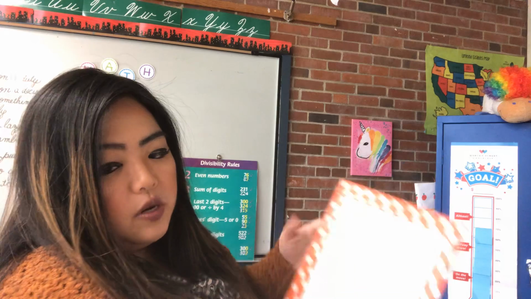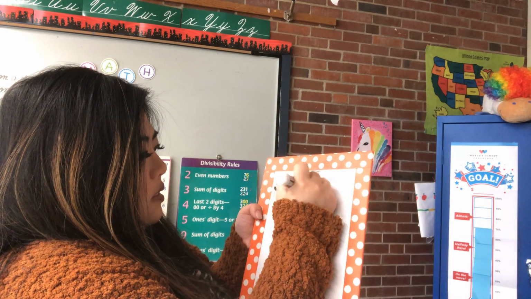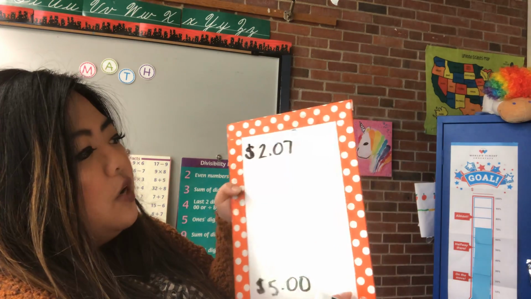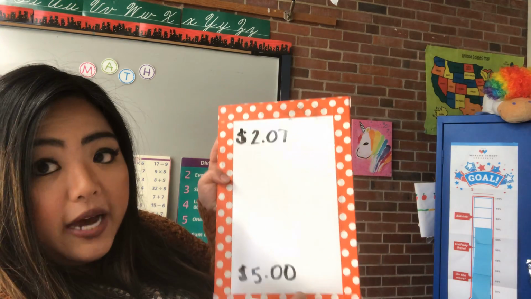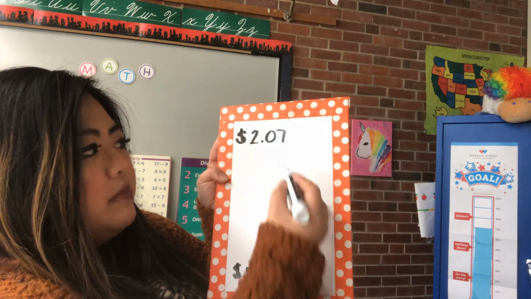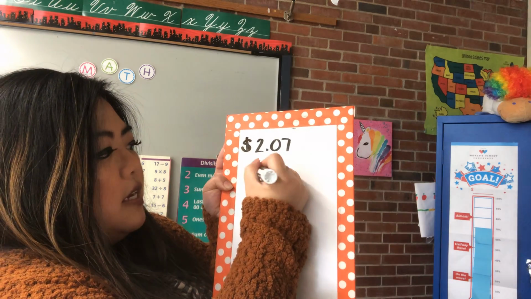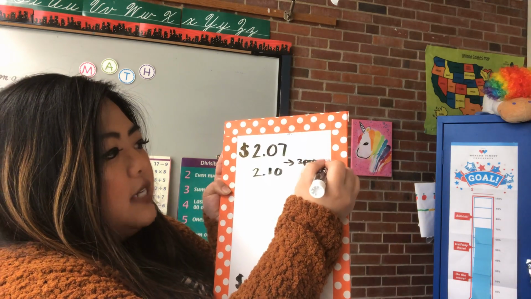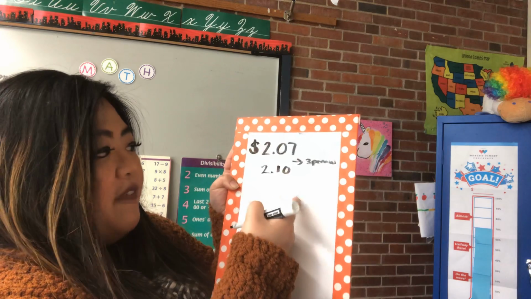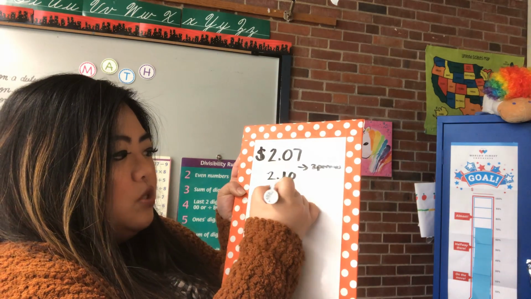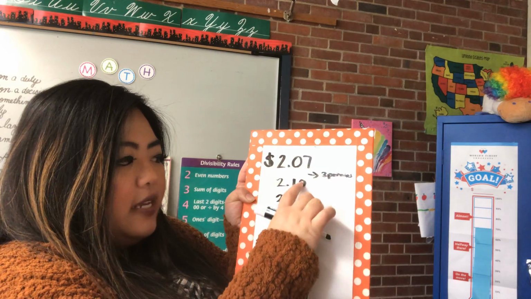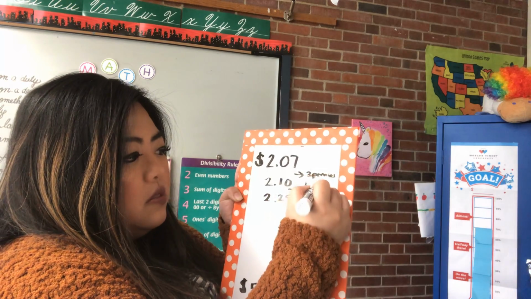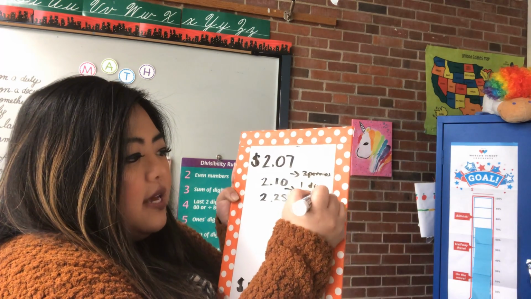$2.07. Trying to get to $5. Okay, so the first thing is we get to the nearest nickel or dime spot. At $2.07, our nearest dime spot is $2.10. To get there, we need 3 pennies. Now, we're at our dime spot. Now we need to get to the quarter spot. The nearest quarter is 25, so 2.25. The fastest way to get from 10 to 25 is 1 dime. That's 15 cents, so it's 1 dime and 1 nickel.